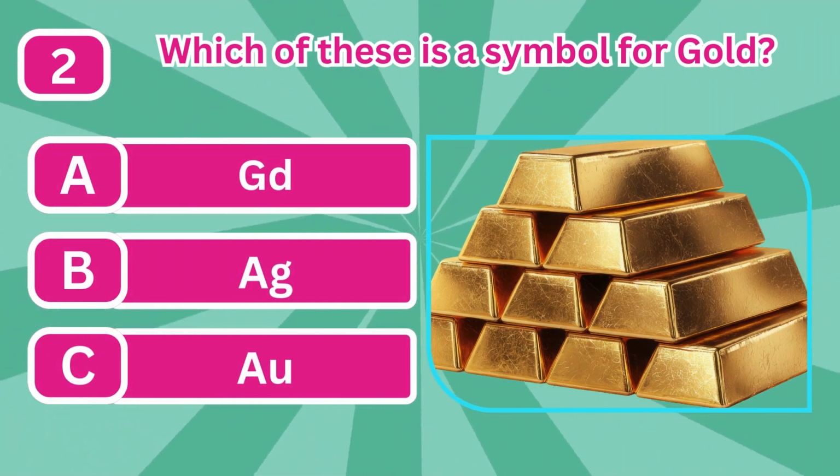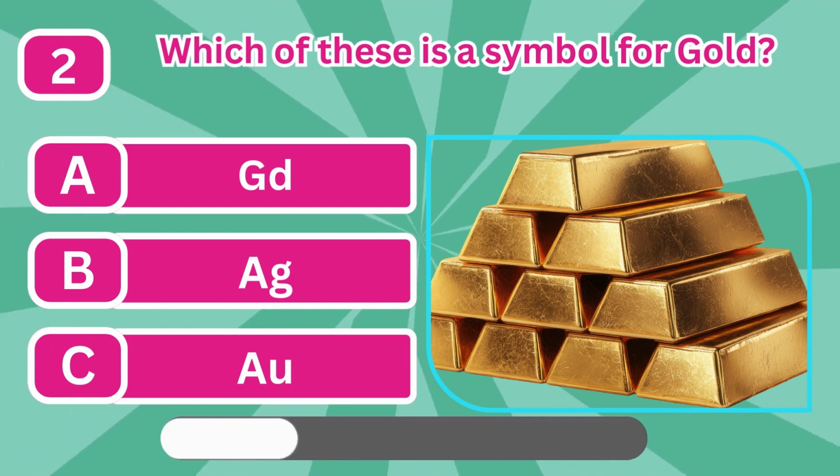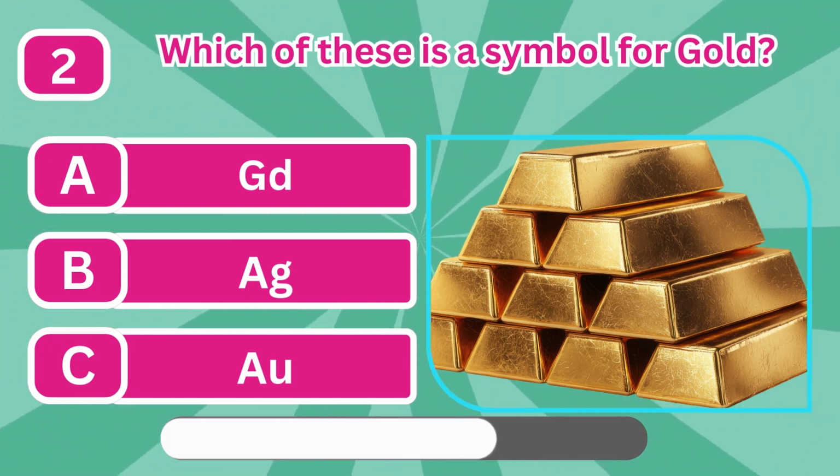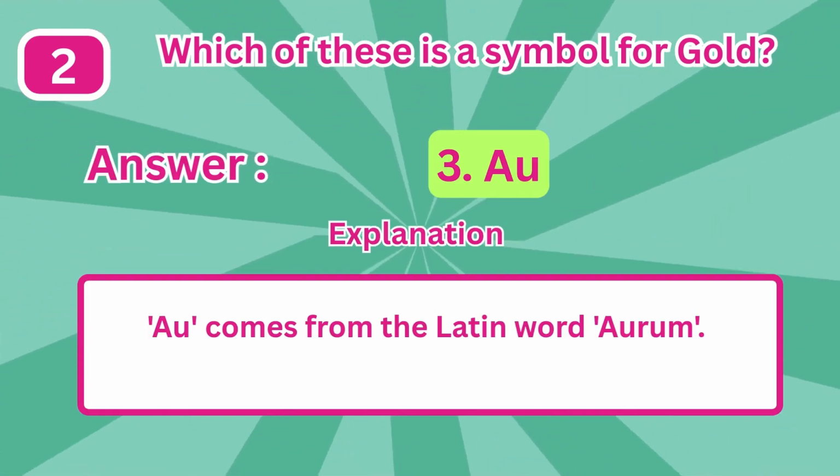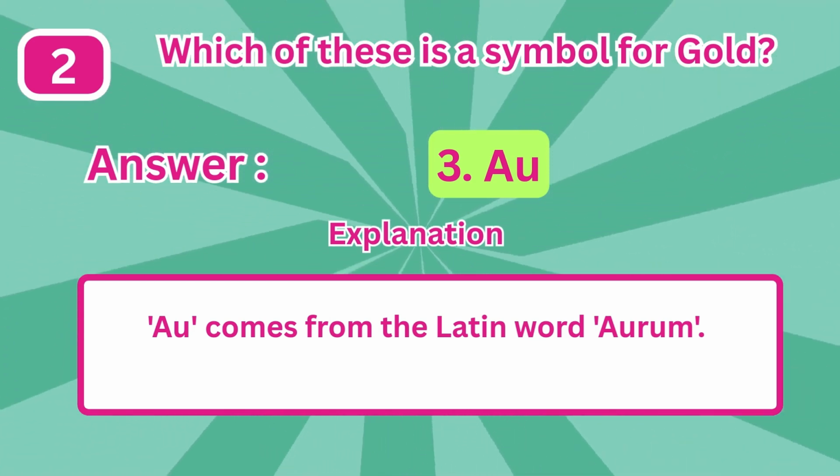Which of these is a symbol for gold? Three. Au. Au comes from the Latin word aurum.